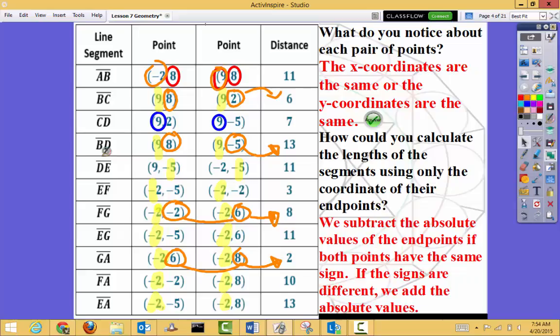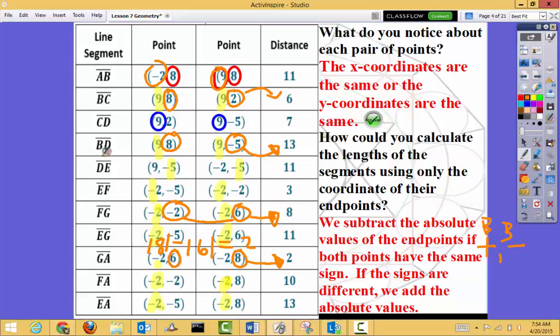We can subtract the absolute values of the endpoints if both points have the same sign. So if they're both positive or they're both negative. So let's look at an example right here. Here I have the signs that are the same. 8 and 6. They're both positive. If I subtract them, what do I get? I get 2. The absolute value of 8 minus the absolute value of 6 equals 2. 8 minus 6.